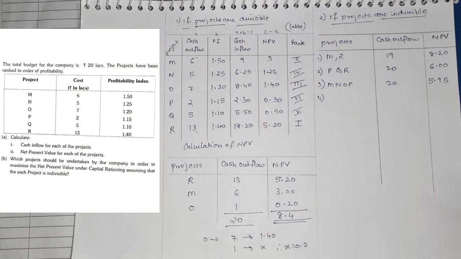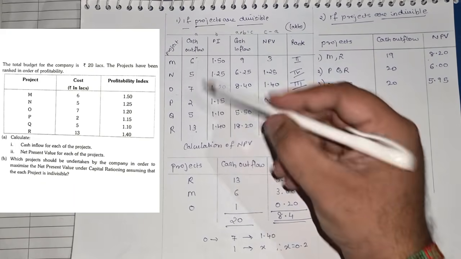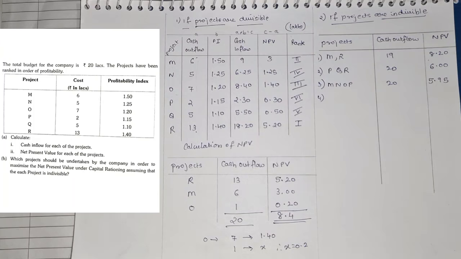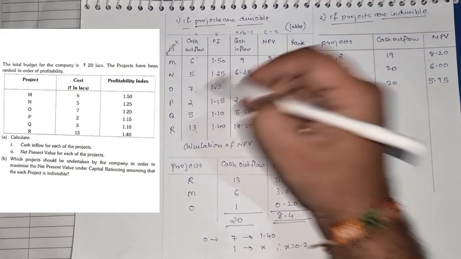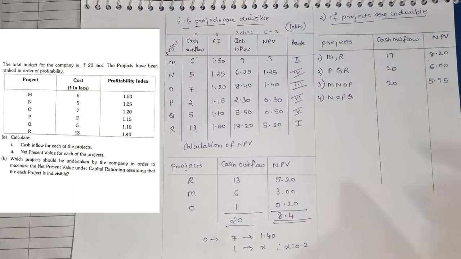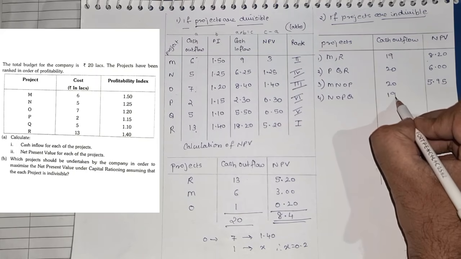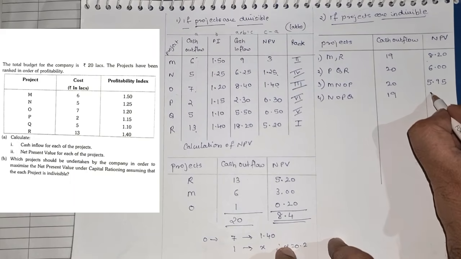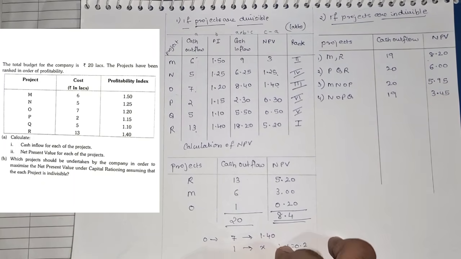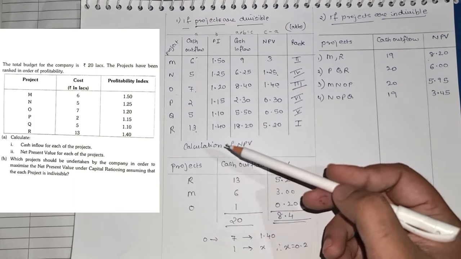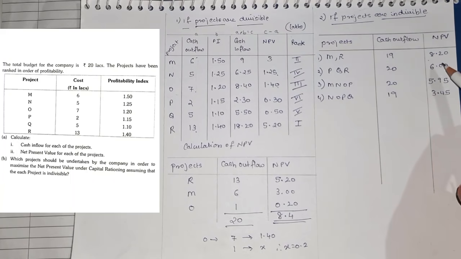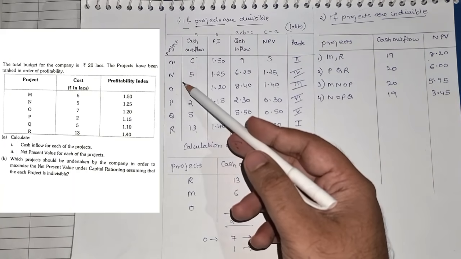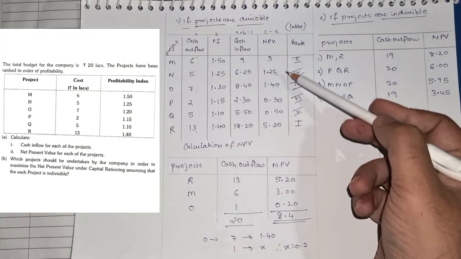Next alternative, let us make another one here. What if I take N, O, P, Q? So if I take N, 12, 17, 19, yes, I can take that. That will be 5 plus 7 plus 2 plus 5, which comes to 19 lakhs. And the total will be 1.25, 1.4, 1.3, 1.5, which comes to 3.45. Other than that, if I take any other variations, I don't think it will go beyond 6 also.